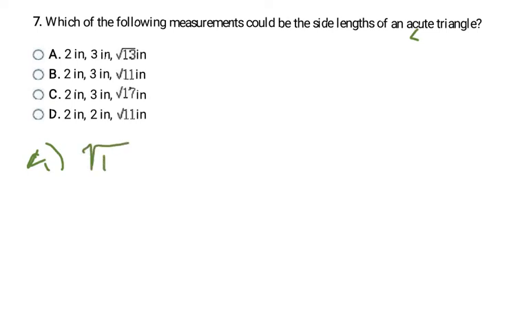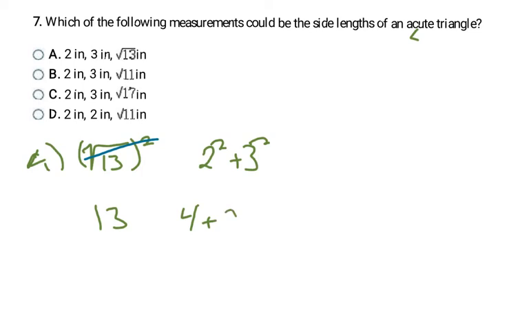So I'm going to have the square root of 13 being squared on the left, and then my two legs, 2 squared plus 3 squared on the right. The square root of 13 squared, the square root and the square cancel, and I'm just left with 13. And then 2 squared is 4, and 3 squared is 9. 4 plus 9 is 13. That makes both sides equal, so that's going to be a right triangle, not acute, so it can't be A.